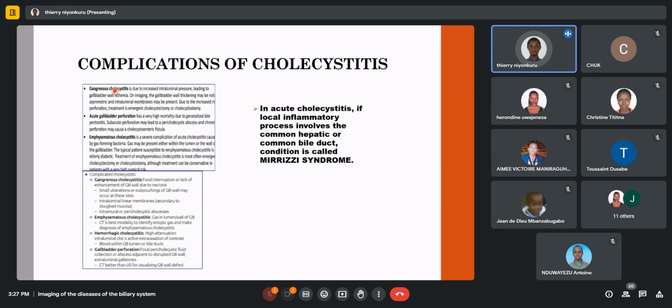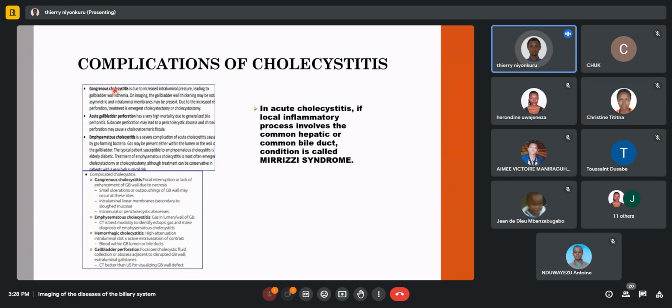So it has complications. It may lead to gangrenous cholecystitis, which is due to increased intraluminal pressure leading to gallbladder wall ischemia. In imaging, we see gallbladder wall thickening, which may be asymmetric, and intraluminal membranes may be present, and there is increased risk of perforation. So it has to be treated as an emergency with cholecystectomy or cholecystostomy. It may complicate to gallbladder perforation, which has high morbidity, and it will lead to generalized peritonitis.